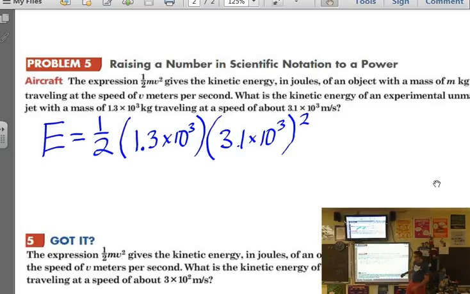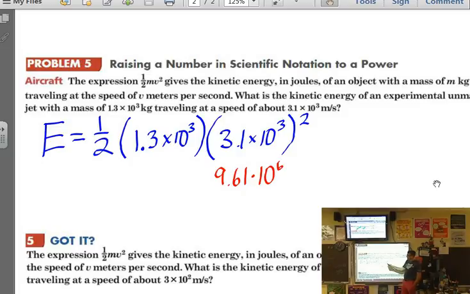Okay, so I distributed the exponent of 2 to the things inside the parentheses and got 9.61 times 10 to the 6. Why did you do it to both of these? Because it's on everything within the parentheses, not just on the 10.